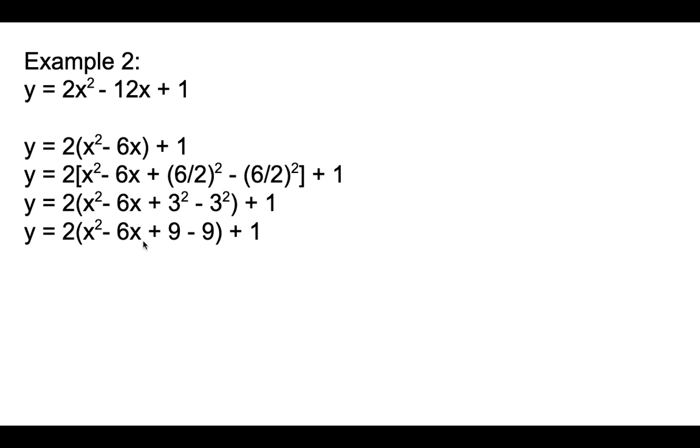Okay, now we want this to be a trinomial, so we're going to kick out this last term. Now remember what I said, if there's a coefficient here, you have to go multiply the negative 9 by 2 before you can kick it out. So negative 9 times 2 is negative 18. And now we're set up. We now have a perfect square trinomial.